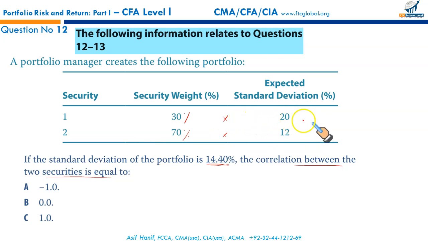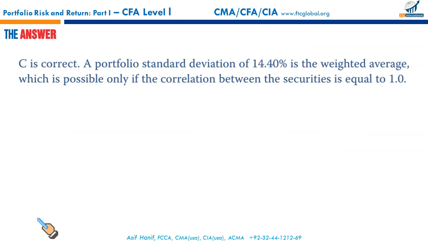So if you just simply calculate the weighted average, it's going to be 6% here and 70% of 12, that is 8.4%, and adding these up we will have 14.4%. So that is only possible if the correlation between the two securities is +1. That makes C to be the correct option.